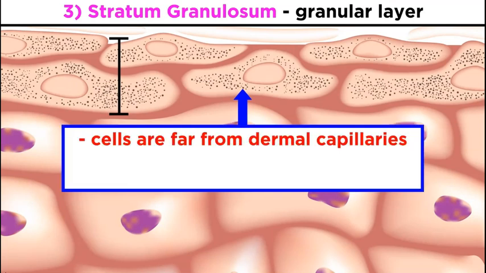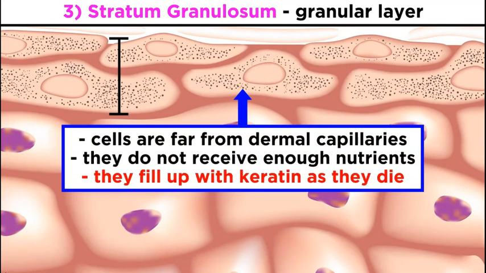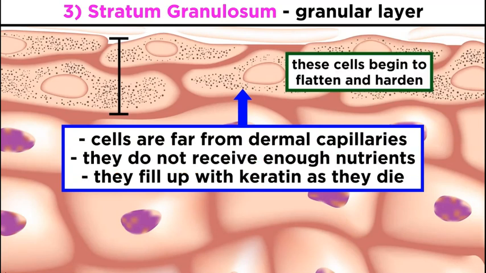This is when the cells get far enough from the dermal capillaries below to receive sufficient nutrients, so the cells fill up with keratin as they die, and they flatten while the organelles disintegrate. This makes the cell tougher and scalier, which allows for the outer layers to better protect the body.